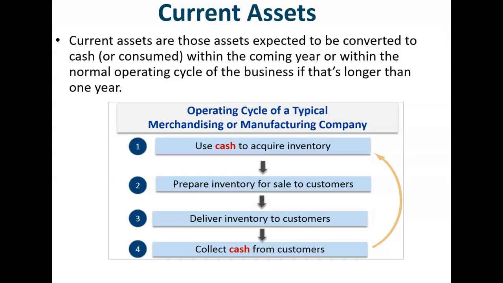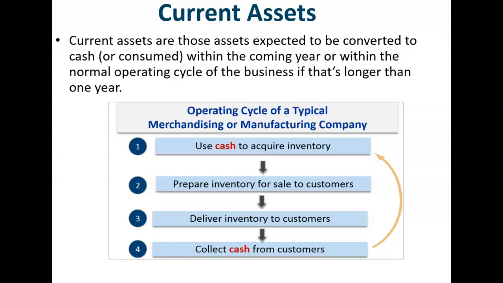The operating cycle for a typical merchandising or manufacturing company refers to the period of time from the initial outlay of cash for the purchase of inventory until the time the company collects cash from the customer as a result of the sale of that inventory.